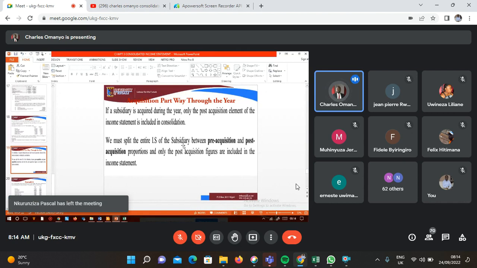There will always be a statement in the exam question that you assume that profits are accrued evenly during the year. That statement allows you to divide the income statement into two. So when you see the statement, assume that profits have been accrued evenly during the year, that is a statement that allows you to share the profits into two parts, the pre-acquisition and the post-acquisition. So as we prepare ourselves, there are two questions I want to look at.